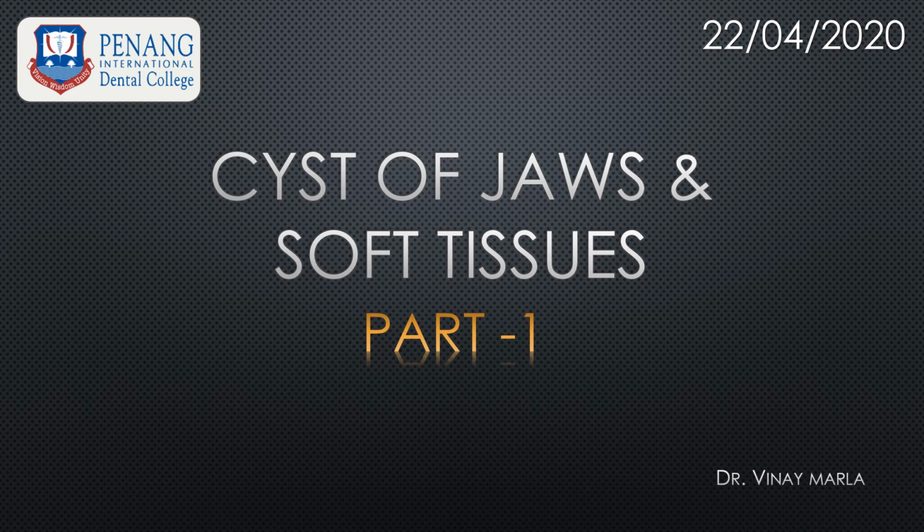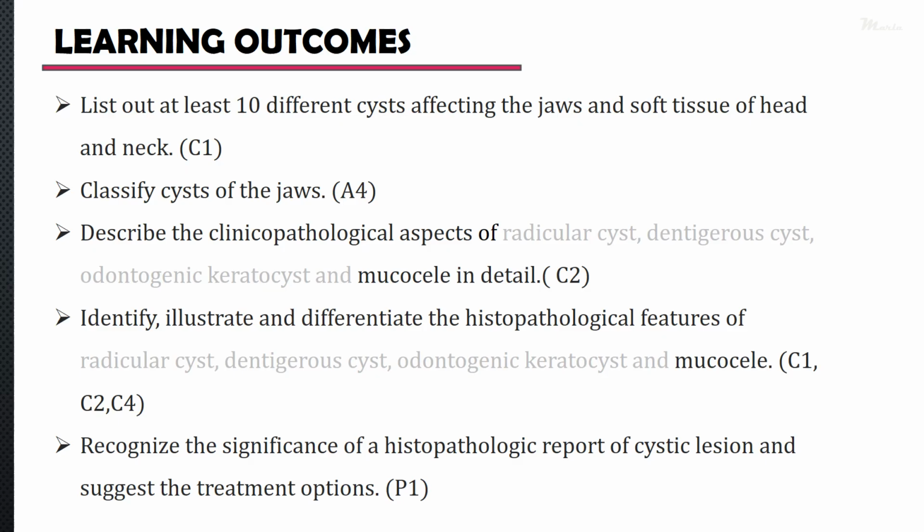Today we are going to begin with a new topic which is titled Cyst of the jaws and soft tissues. At the end of today's lecture, we will be able to list out at least 10 different types of cysts affecting the jaws and soft tissue of head and neck.